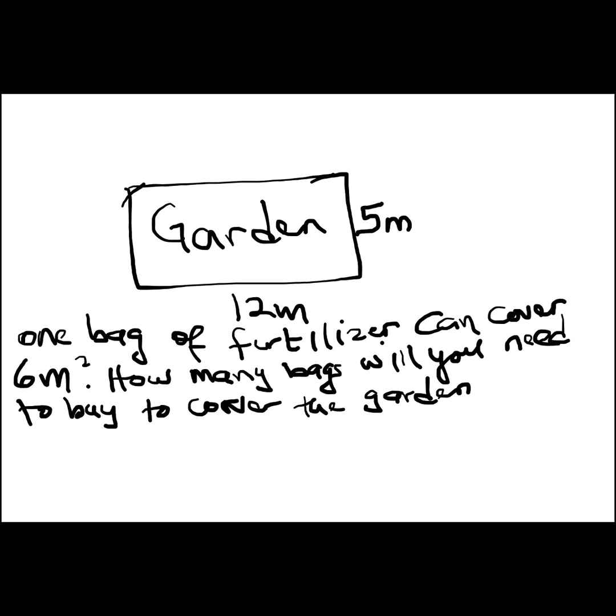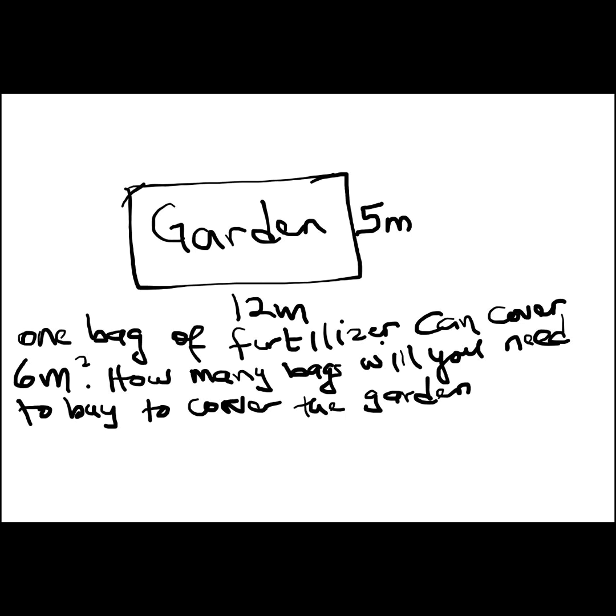So I multiply 12 by 5 to know the full area of the garden. It's going to be 60 square meters. And then if the bag is only 6 meters squared, I need to know how many times I need to fill the full 60 meters. So if you multiply 6 by 10, that is the 10 bags, it's going to be 60.